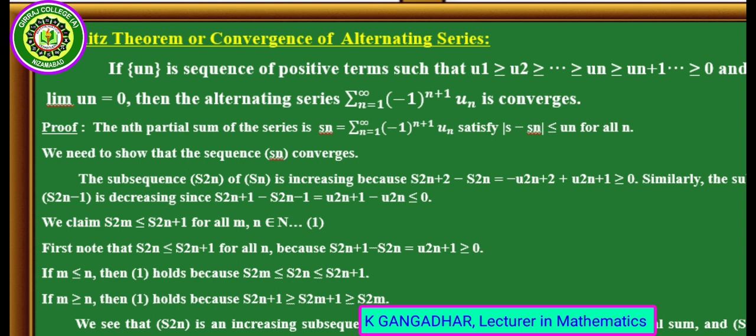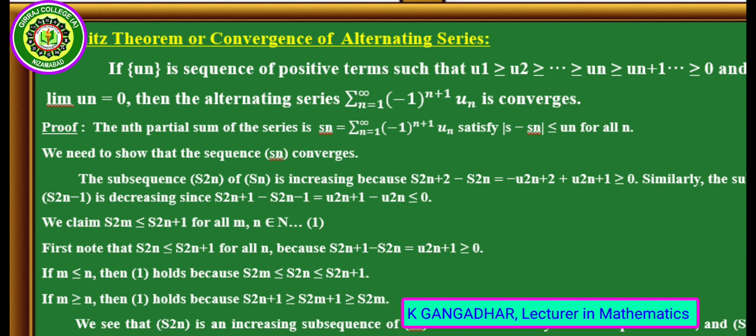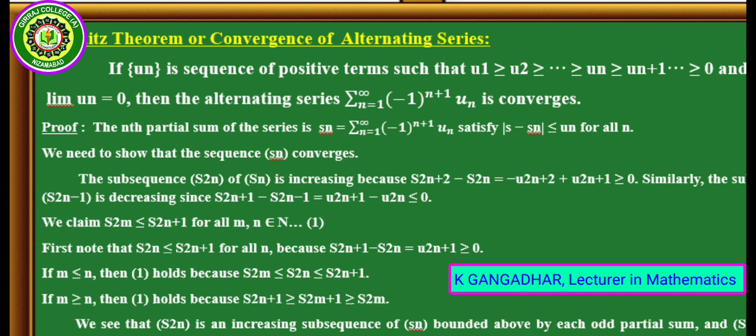First note that S_2n less than or equal to S_(2n+1) for all n, because S_(2n+1) minus S_2n equal to u_(2n+1) greater than or equal to 0. So if m less than or equal to n, then from 1, S_2m less than or equal to S_2n less than or equal to S_(2n+1). Next, if m greater than or equal to n, then from 1, S_2n greater than or equal to S_(2m+1) greater than or equal to S_2m.